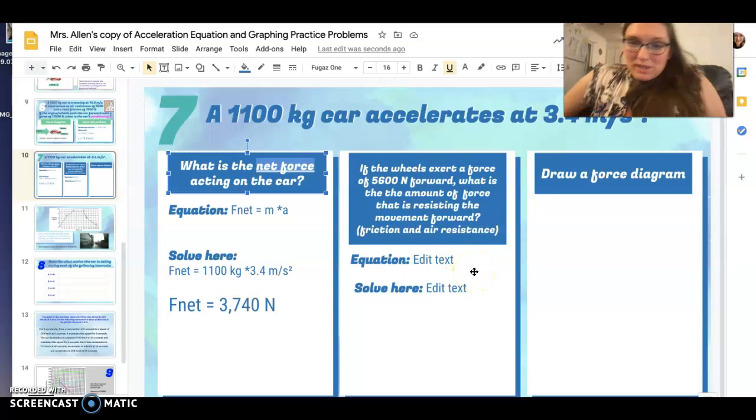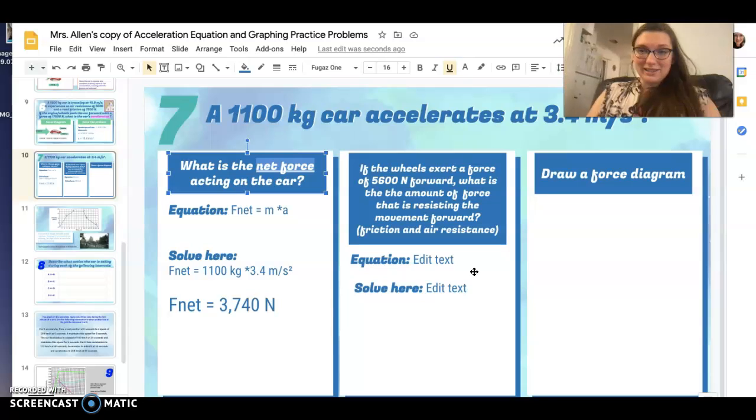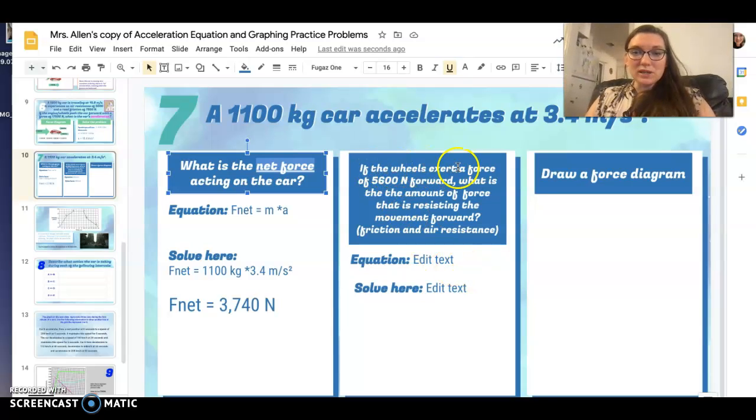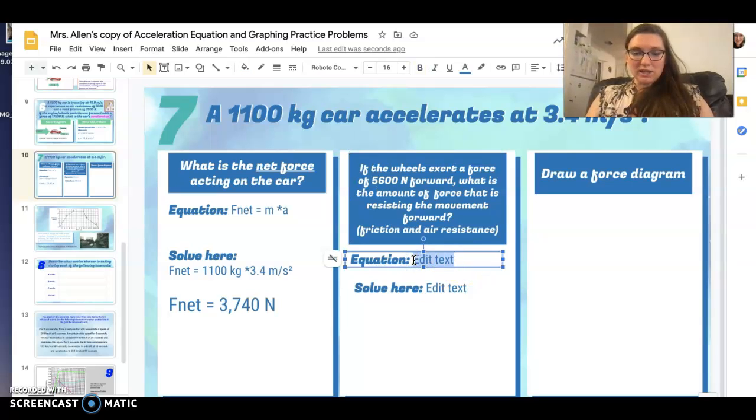So now we're going to break up these forces and figure out what just one of them is. If the wheels exert a force of 5,600 newtons forward, what is the amount of force that is resisting the movement forward? Okay, so for this one, what we need to do is go F net equals basically force 1 minus force 2. And we're always going to do the biggest force minus the smallest force, so we can figure out what that would be.